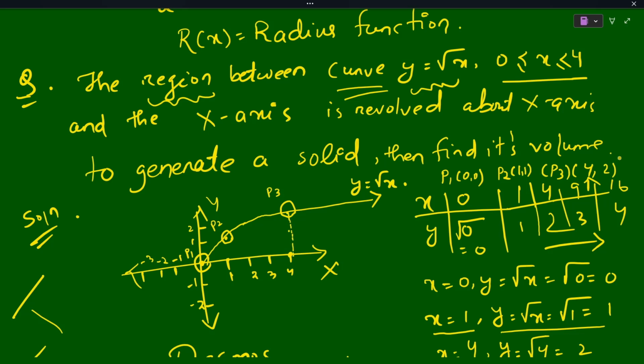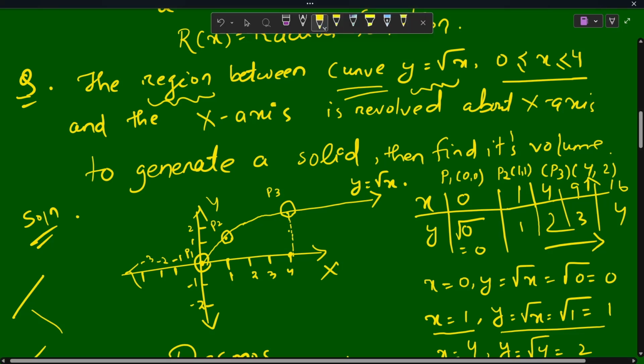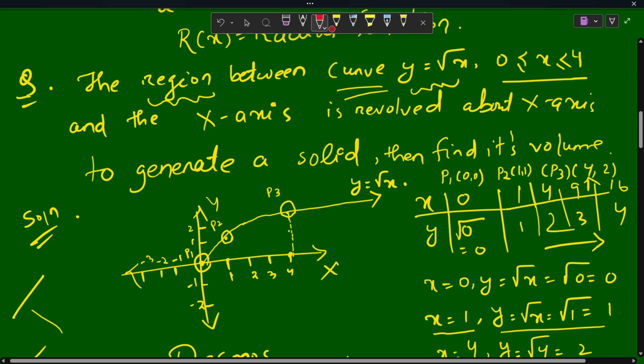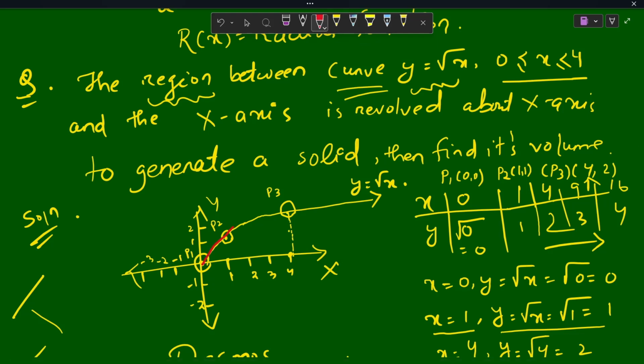Then next, see what the region is. Now the region is between the curve y equal to root x. See, this is the curve y equal to root x. Okay, I'm using another pen for better understanding. Suppose I'm using a red pen, and it is of some more thickness. Okay, then see, first is y equal to root x. So this is this region, y equal to root x.